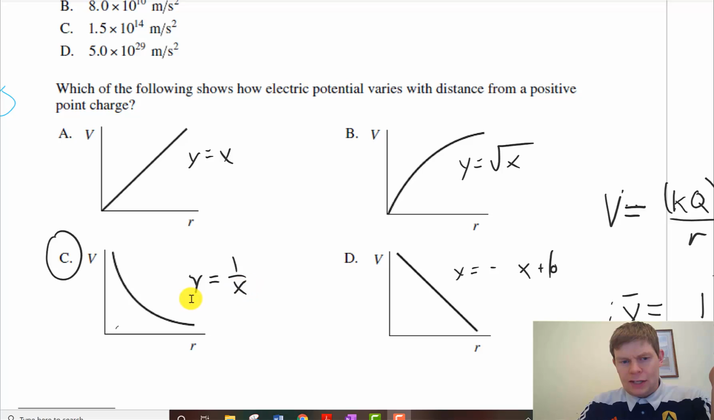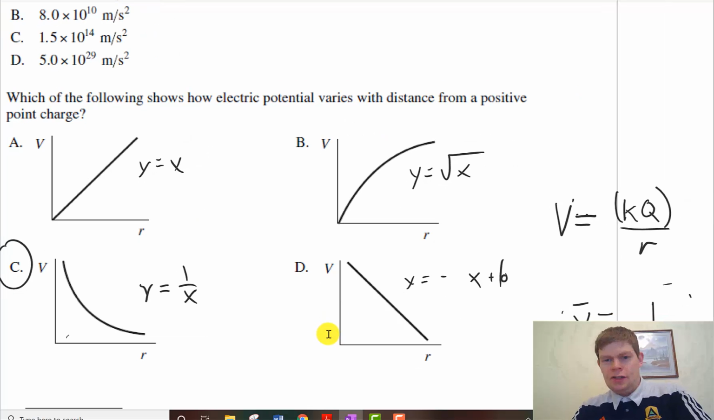If you think about it, as x approaches 0, 1 divided by x approaches infinity, and as x approaches infinity, 1 divided by x approaches 0. So you kind of get the gist there. And then you've got y equals negative ax plus b. So it's just going straight down, kind of. And so those are that.